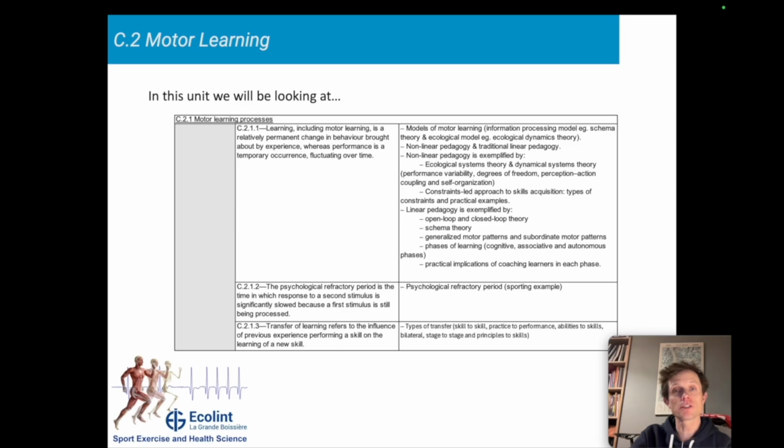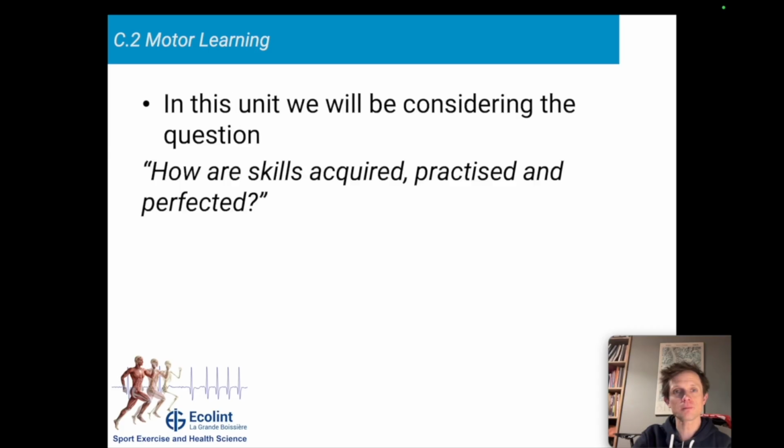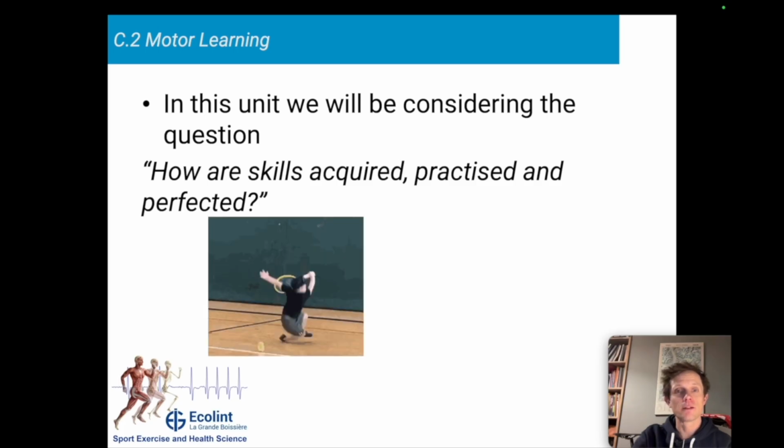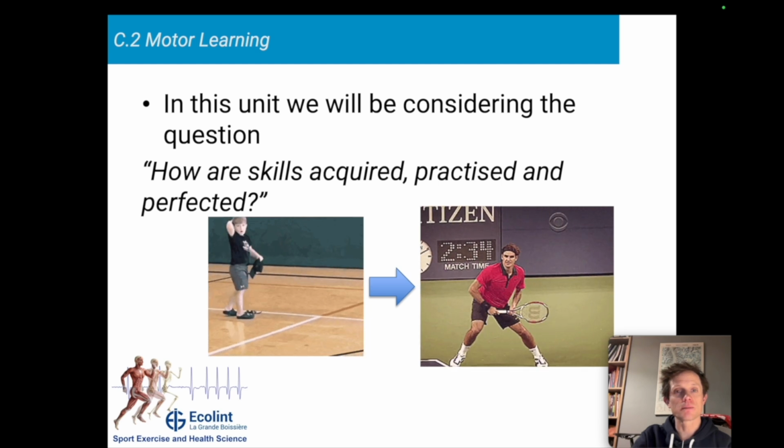In the second part of this video, we're also going to move on to look at the execution of specific skills and attentional focus. So let's get started. In this unit then, we're going to be considering the question, how are skills acquired, practiced, and perfected? So how do we move from this all the way up to this?